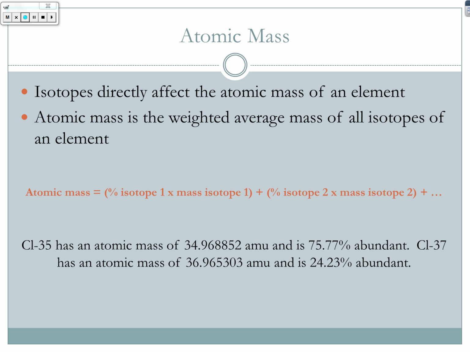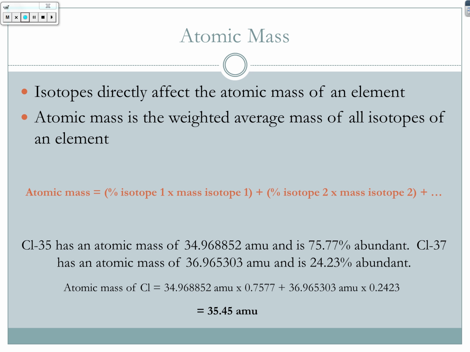So in order to determine the atomic mass of chlorine, we would take 34.968852 AMU and multiply it by 0.7577. So we take the percentage and convert it into a decimal, and we add that to the second isotope, the isotope of chlorine 37. And our atomic mass is 35.45 AMU, or atomic mass units.